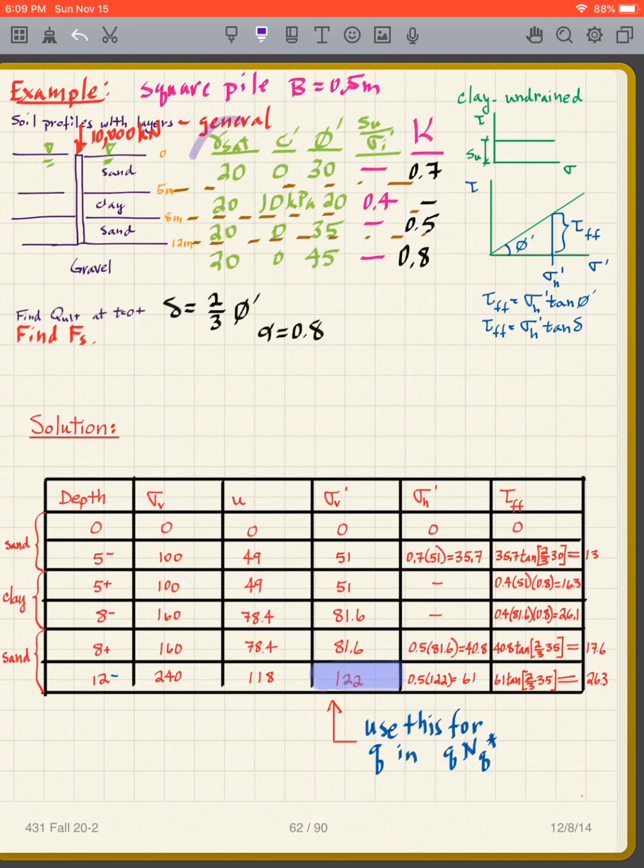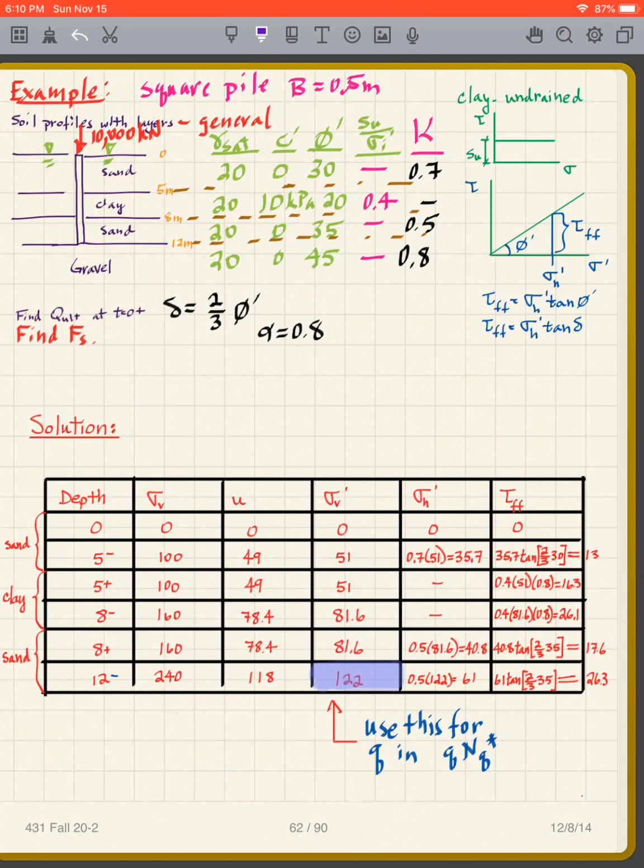Here are my soil properties, my densities, C prime, phi prime, SU over sigma prime I, and my K. Okay, so I'm going to find Q ultimate at t equals 0 plus, and I'm going to find the factor of safety. I'm going to use a delta that is 2/3 phi prime and alpha of 0.8.